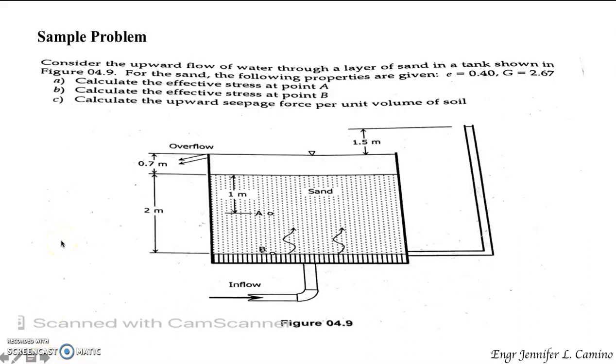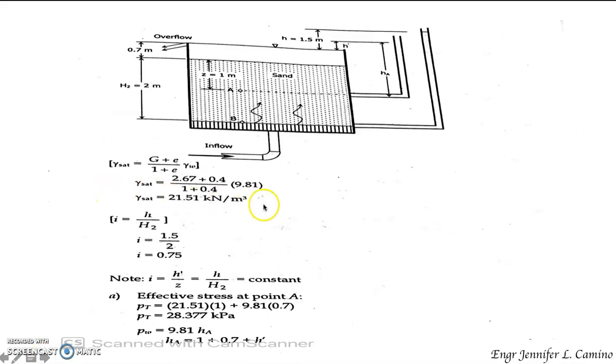So for this example, consider the upward flow of water through a layer of sand in a tank shown in this figure. For the sand, the following properties are given: e is equal to 0.40, and Gs is 2.67. What is being asked here? Compute the effective stress at point A, calculate the effective stress at point B, and calculate the upward seepage force per unit volume of the soil. So basically, if we're going to compute the stress at point A, we try to have this illustration.